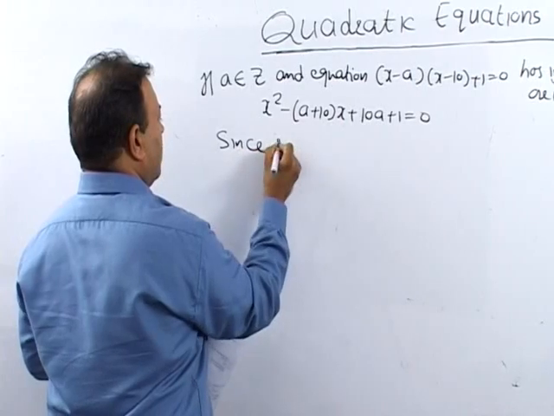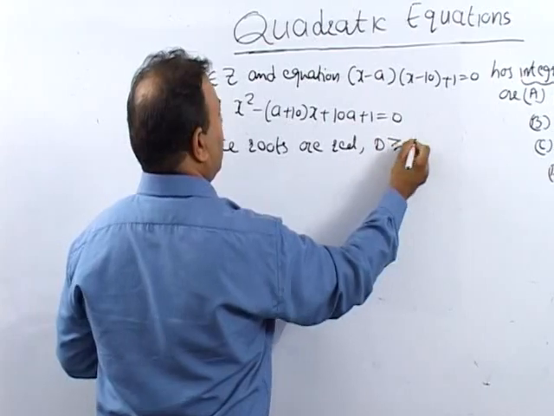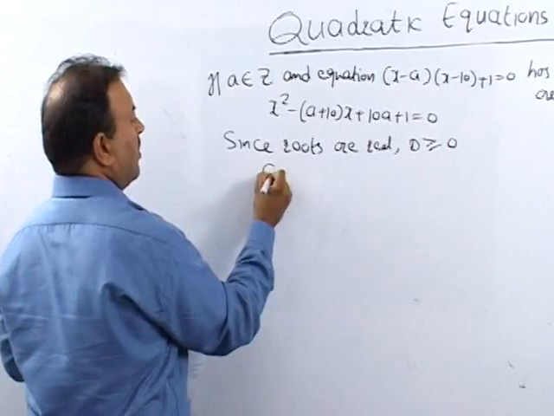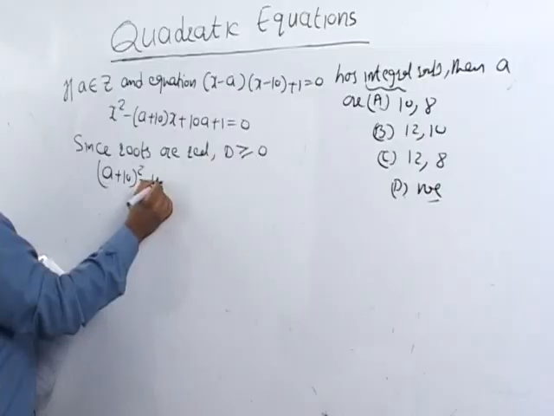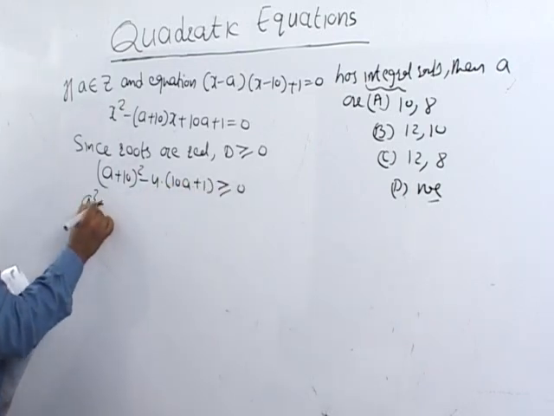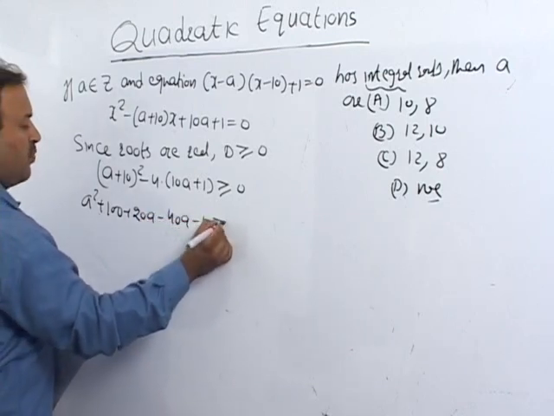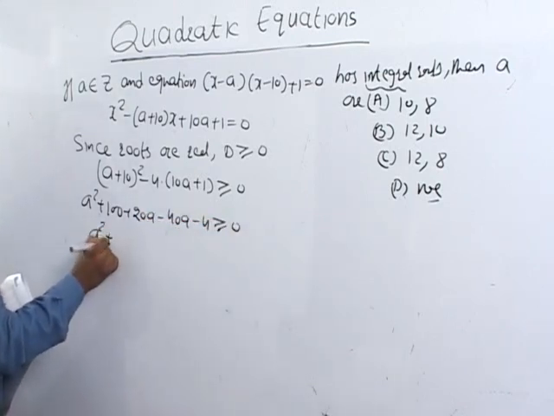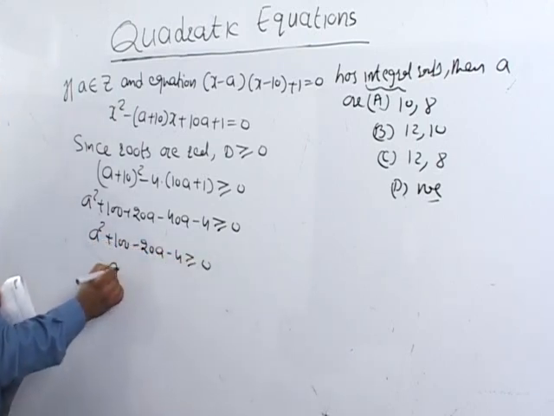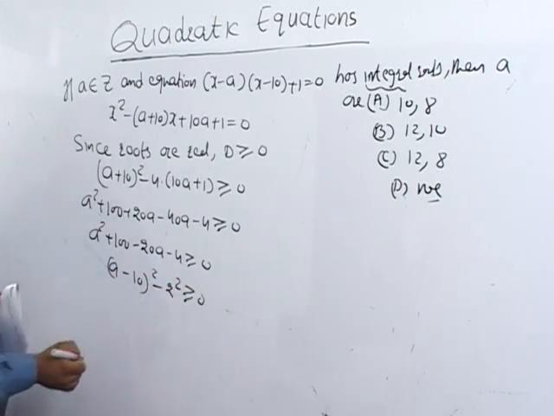Since the roots are real, using the properties of roots, the discriminant will be greater than or equal to 0. (a plus 10) the whole squared minus 4 into (10a plus 1) is greater than or equal to 0. So a squared plus 100 plus 20a minus 40a minus 4 is greater than or equal to 0. A squared plus 100 minus 20a minus 4 is greater than or equal to 0. It will become (a minus 10) the whole squared minus 2 squared is greater than or equal to 0.